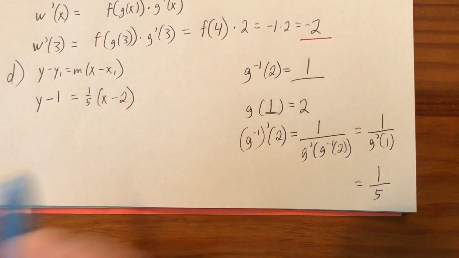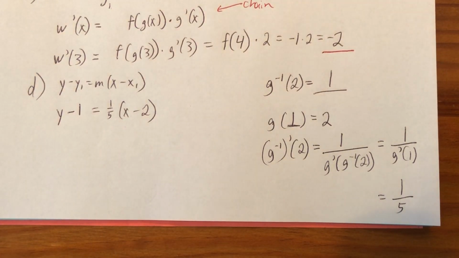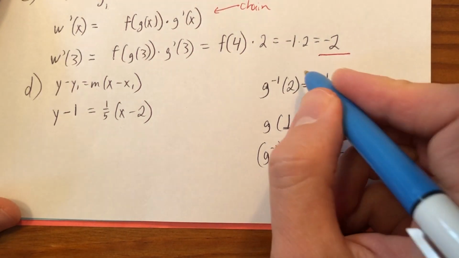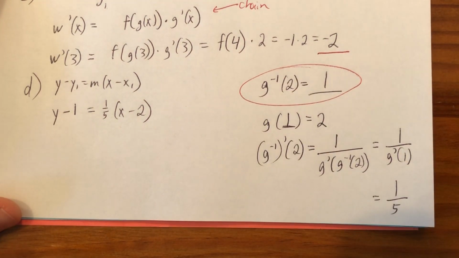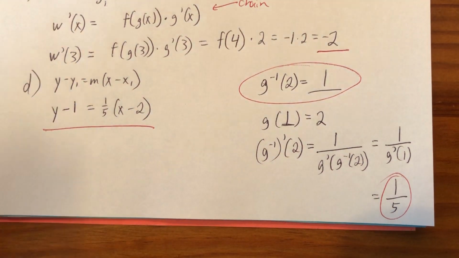And so there we go. We found it. And you can leave it like that. I mean, you don't have to solve that. You can leave it like that. So let's talk about what they were looking for. They wanted to know that you knew that. They wanted you to get that 1 right there. They wanted you to get that 1/5, and then they wanted the equation of the tangent line, which we have found all of them.